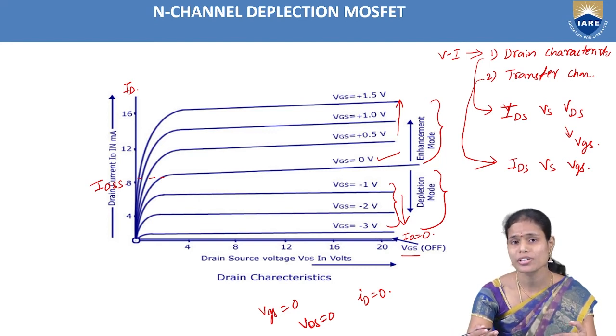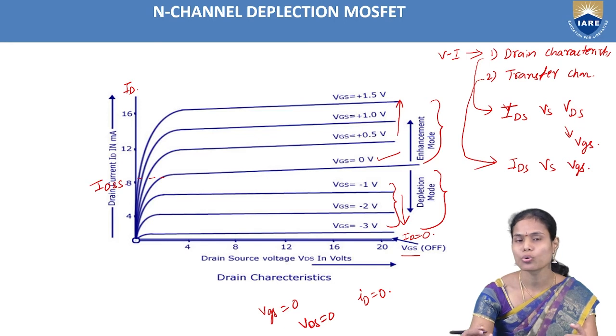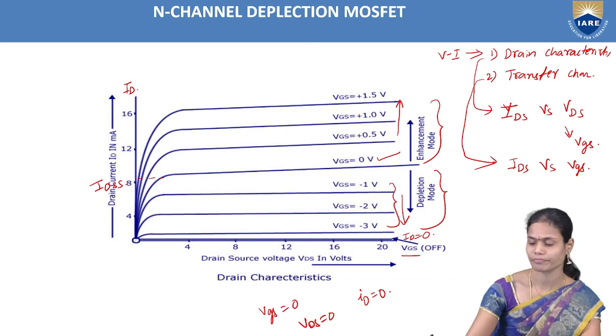But if you take the junction field effect transistor, it will operate only in depletion mode, so it can provide only constant current as well as decreasing current. It cannot provide increasing current. So that is the drawback of the junction field effect transistor. In order to overcome that drawback, we are moving to the MOSFET. The MOSFET provides all types of drain currents by varying the different voltages.